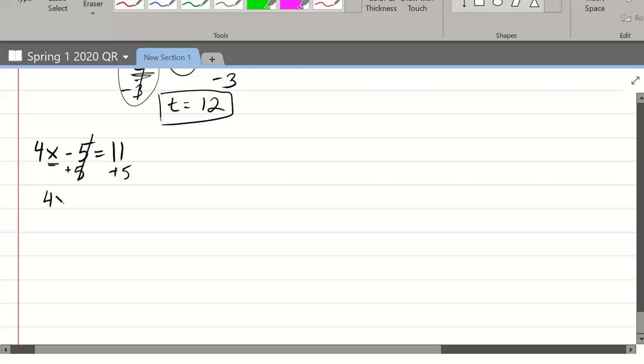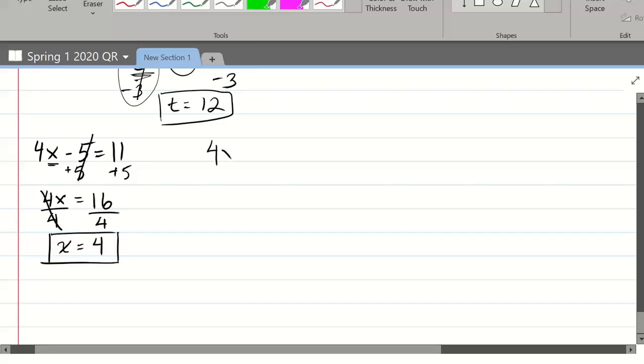We get 4x equals 11 plus 5, 16. We want x by itself, so we divide by 4. That's how you get rid of the times 4, by dividing, the opposite. X is equal to 4, right? 16 divided by 4 is 4, right?